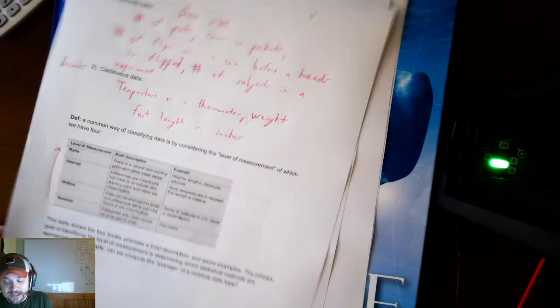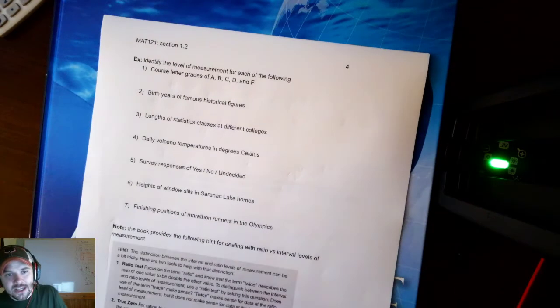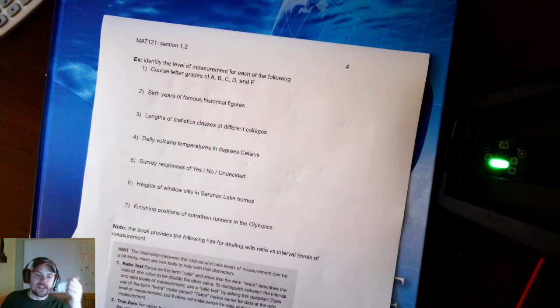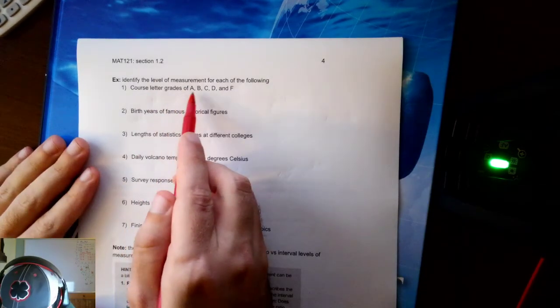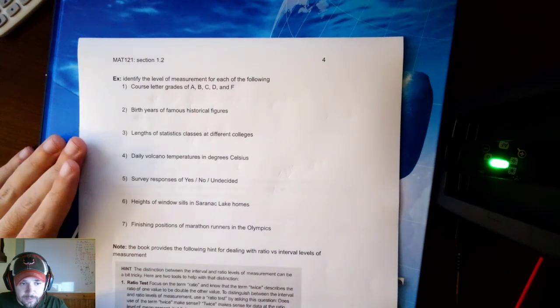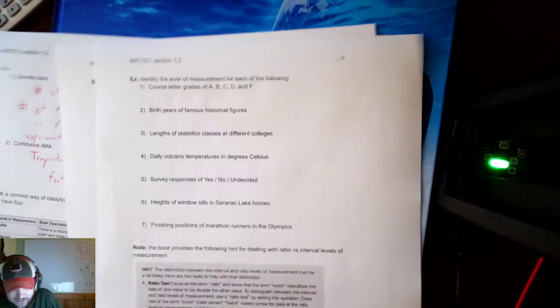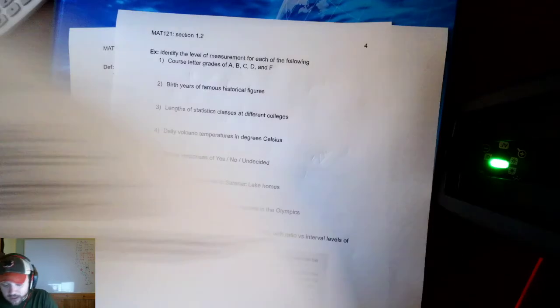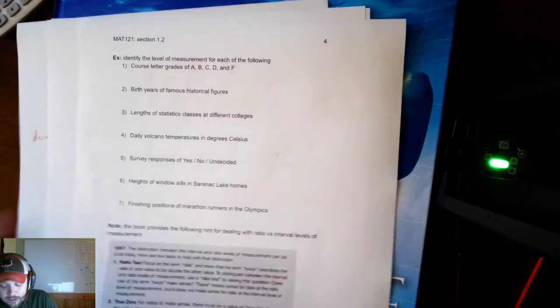Now, let's take a look at some identification examples. Let's identify which levels of measurement each one of these are. So these are multiple choice. Our choices are nominal, ordinal, interval, and ratio. Let's walk through. Course letter grades of A, B, C, D, and F. So right away, I notice there's an order. I immediately can eliminate nominal data. It's not nominal. Nominal says no order. So I know it's not nominal.